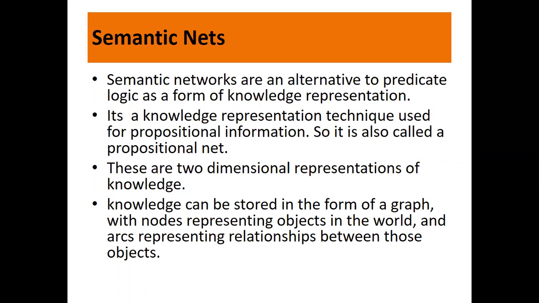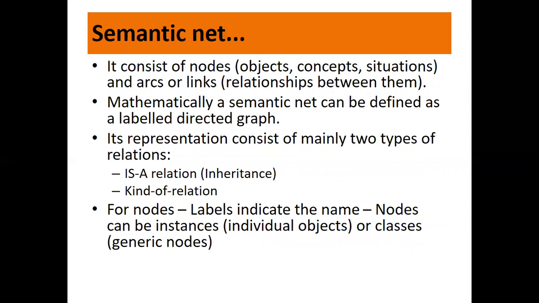It's like a graph, right? We have nodes and the edges which connect the nodes. But here the nodes are connected in only one direction, in unidirection. Like this is a directed graph. So it consists of nodes. Nodes are nothing but the objects, concepts, situations, and arcs or links are nothing but the relationship between them. So you have the objects, and these objects are connected by links, and links represent the relationship between those objects. So mathematically, a semantic net can be defined as a labeled directed graph.